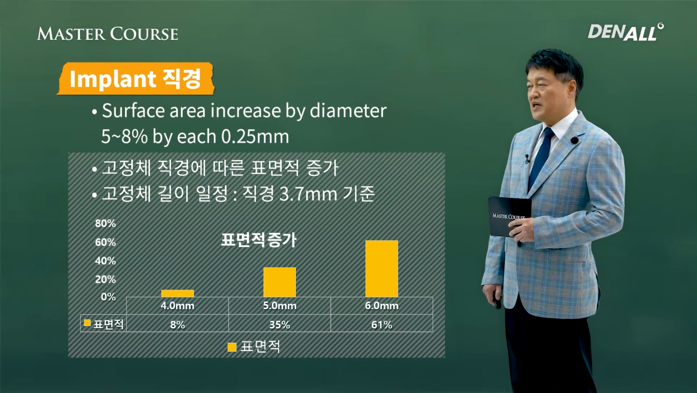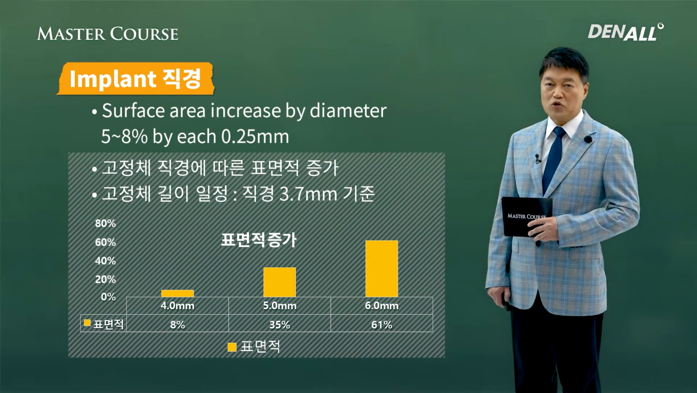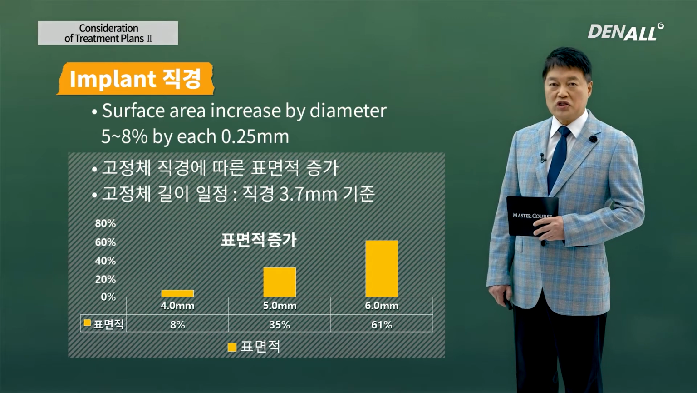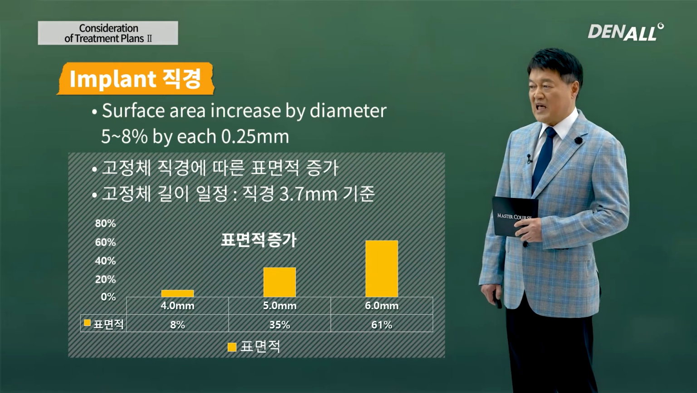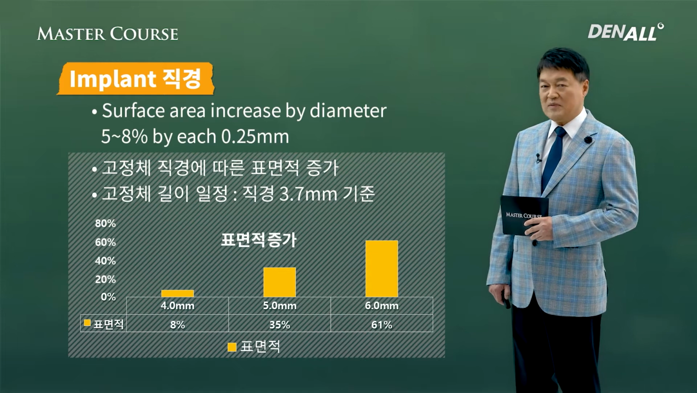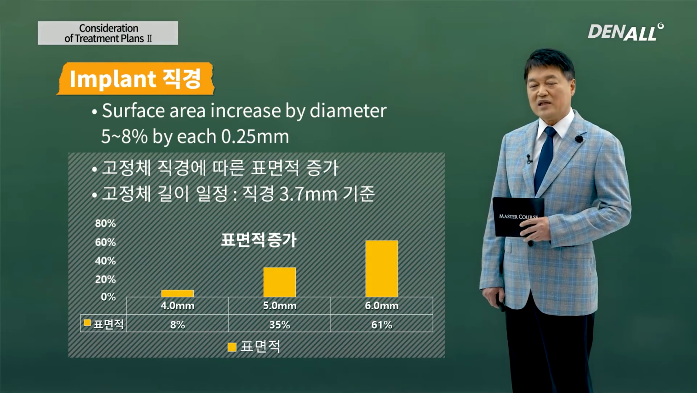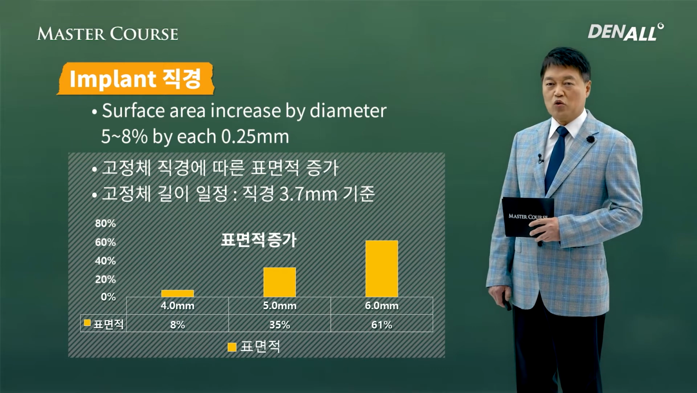Next is implant diameter. If you increase implant diameter by 0.25, surface area increases by 5 to 8%. If you look at the surface area increase by diameter, if the length of fixture is consistent, say diameter 3.7, if it is 4 mm, there's 8% increase, 5 mm, 35% increase, and 6 mm, 61% increase. With the increase, BIC is improved and implant stability increases, but in patient's mouth, there's not enough bony space, so you have to choose adequate size of implant.